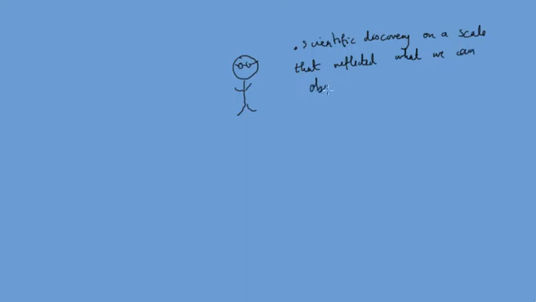So, if you think about in the past, when people have been exploring the universe around them, they've been observing and making measurements of different things. So in the past, before we had the technologies that we have available to us, scientific discovery was on a scale that reflected what we can observe and measure.